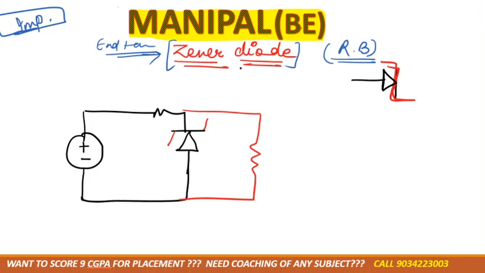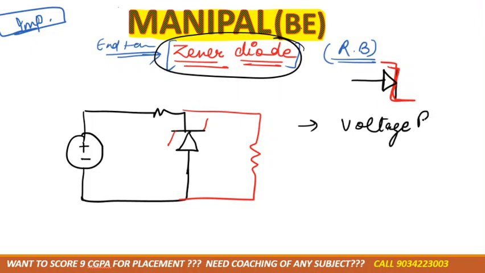Now see, what is the main purpose of the zener diode? It will work as a voltage regulator. Do you know what a voltage regulator, or a voltage stabilizer, is? Tell me if you know about it. It is used in your AC or refrigerator, basically in the AC. So what is the work of that voltage regulator there?